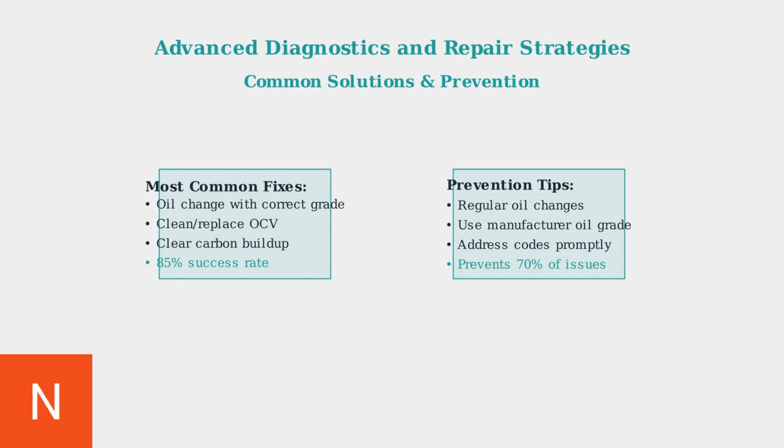Regular oil changes with the correct grade of oil are crucial for preventing VVT system problems and can prevent 70% of these issues. Remember, systematic diagnosis, starting with the most common causes, leads to successful repairs in 85% of cases. Proper maintenance remains the best prevention strategy.